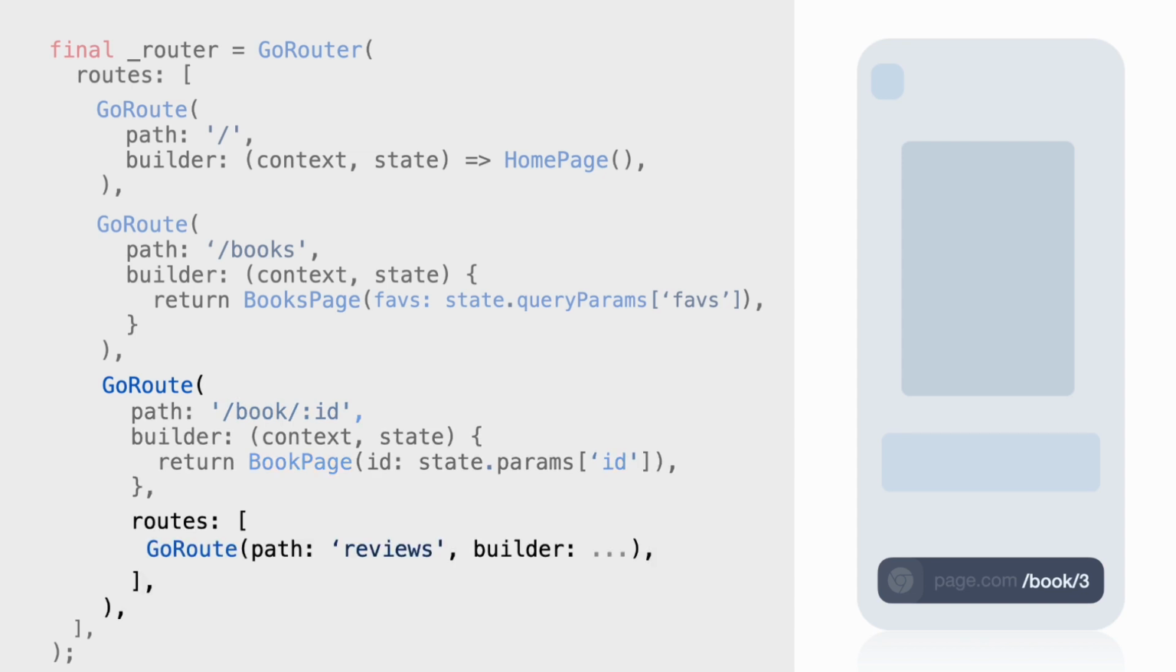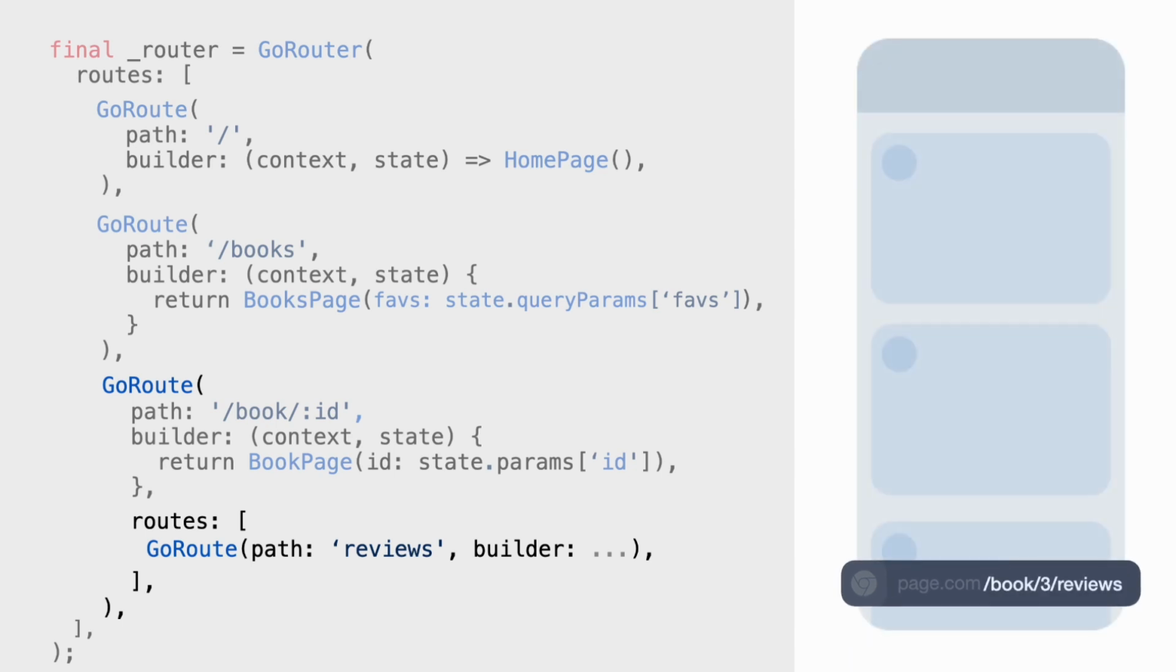We can also add subroutes as the children of other routes. The path of this route will be joined with the previous parent route paths. So now, if you go to book/3/reviews, you will be able to see the reviews of that specific book. With all this, our app is now composed of 4 different screens: homepage, book list, book detail, and reviews. But how can we navigate between them?